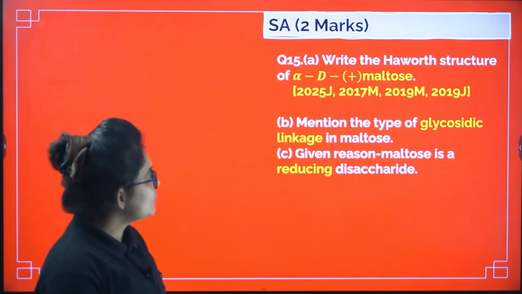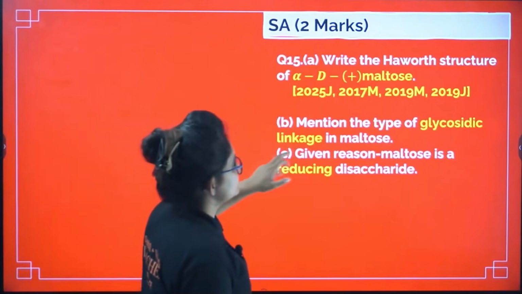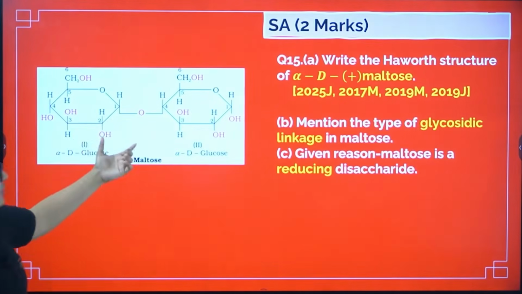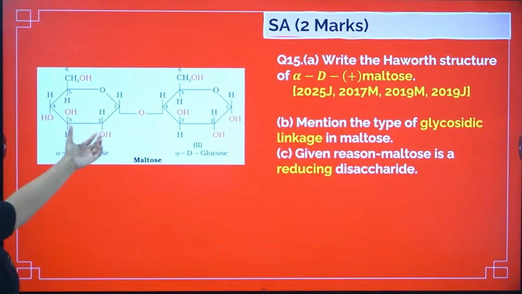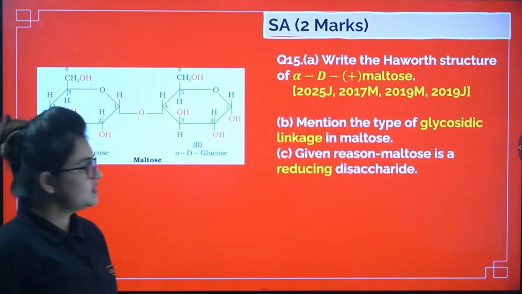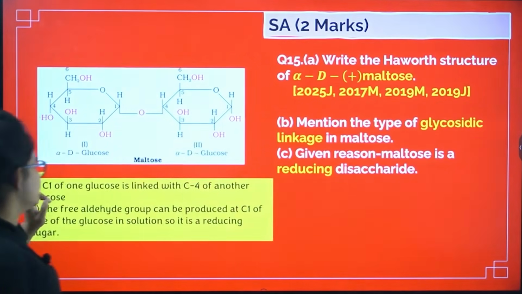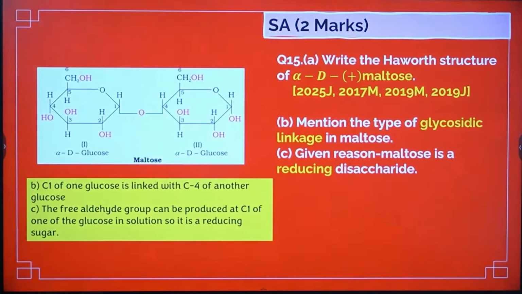Next, write the Haworth structure of alpha D maltose. So this is how you have to draw the structure: alpha D glucose and alpha D glucose, you just have to merge them with the glycosidic unit. Next, mention the type of glycosidic linkage in maltose. So the glycosidic linkage is basically carbon 1 of one glucose attached to carbon 4 of another glucose. That is the glycosidic linkage.